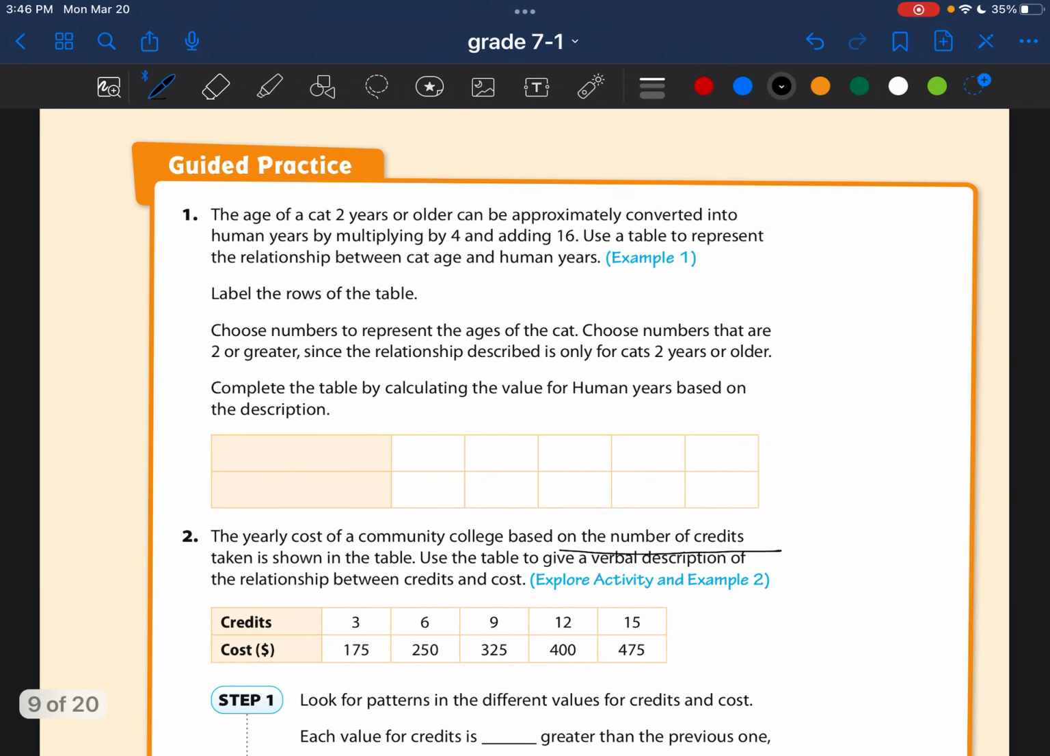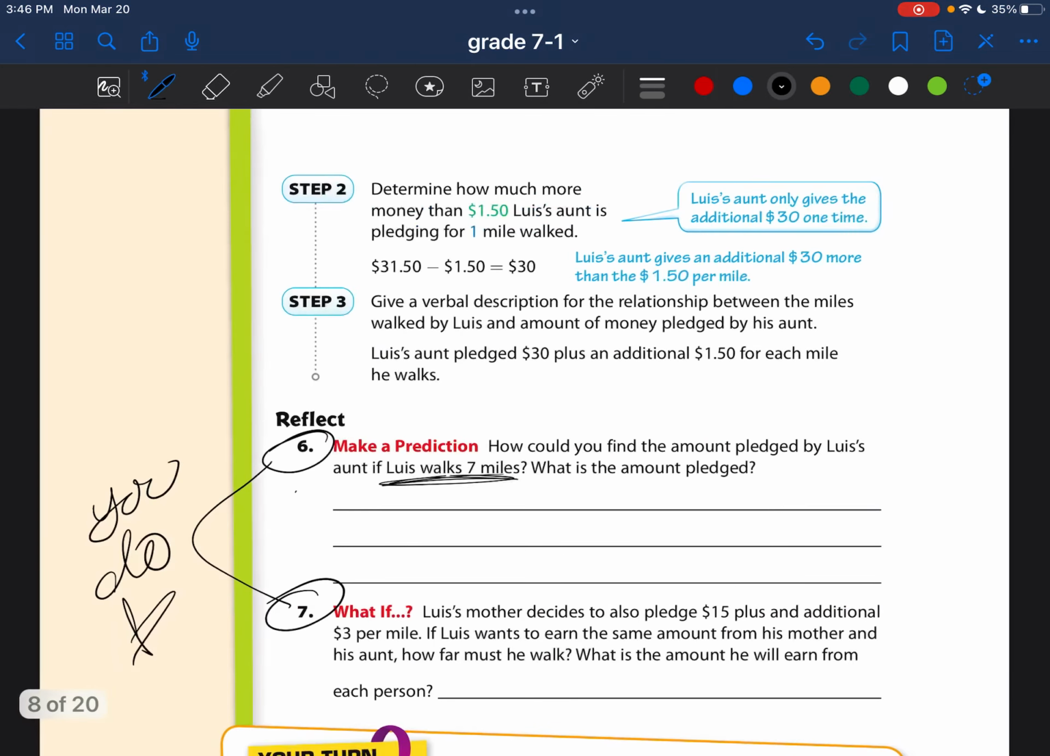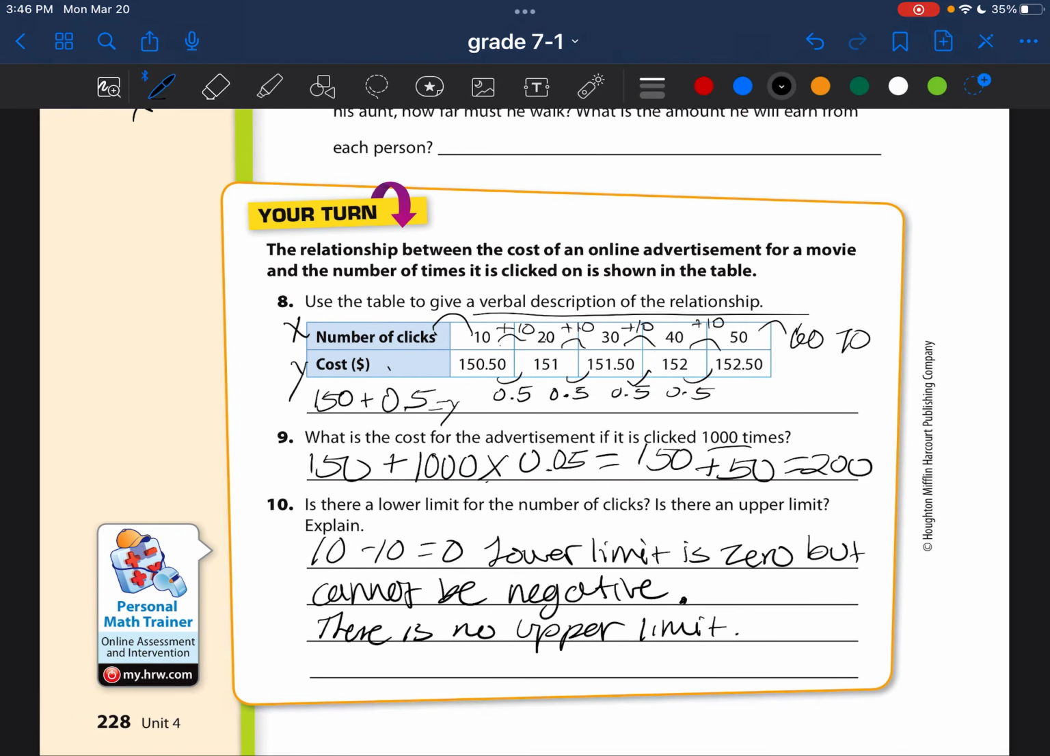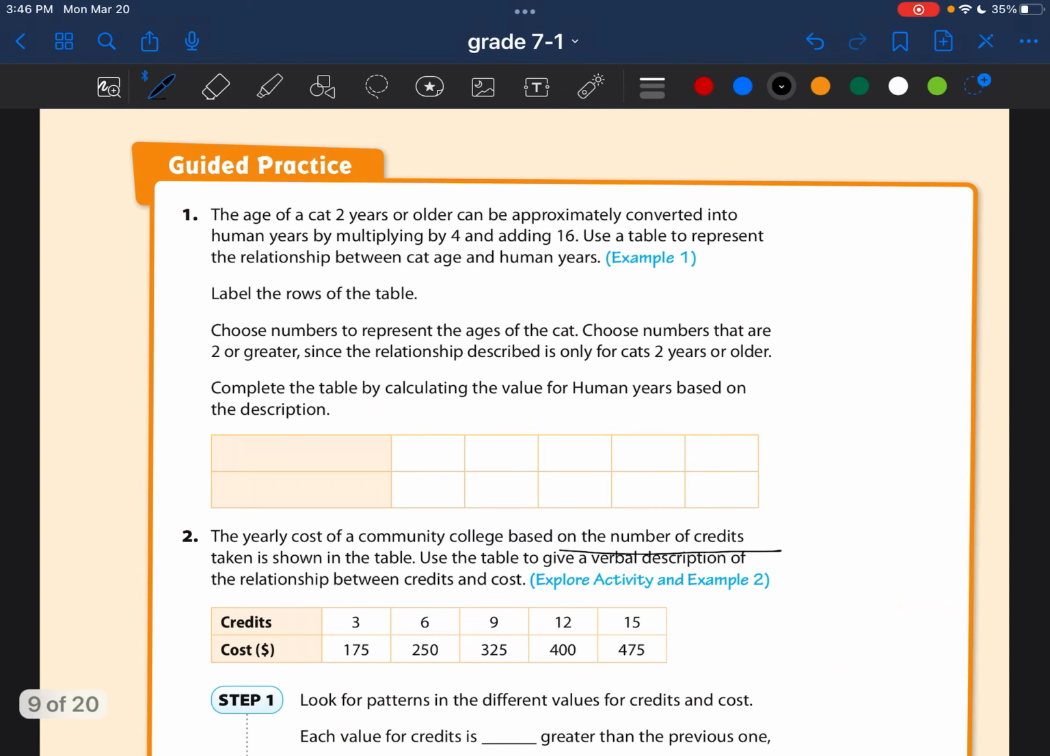All right, let's go ahead on to page 229. We're going on to page 229. Okay. You will be in charge of number 1.